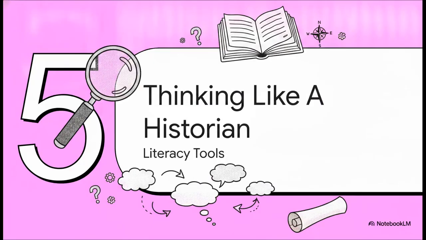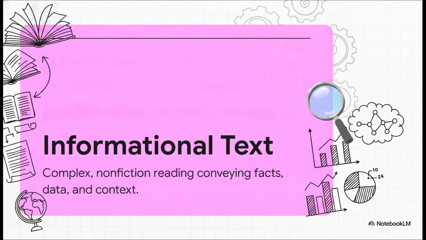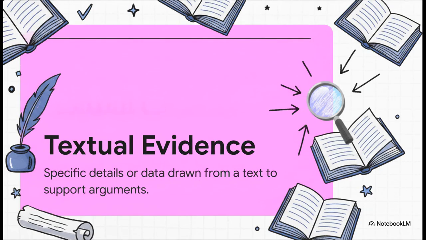Section 5, Thinking like a Historian. Because this is history, you obviously won't be reading many fictional stories. You'll be diving deep into complex, informational texts. Stuff like primary sources, historical accounts, and raw data. You have to learn how to sift through a staggering amount of information just to uncover the truth. And your absolute most important tool for that is textual evidence. In this class, you can't just state an opinion and walk away. No way. You must always prove your claims using concrete details, quotes, and data drawn directly from historical sources.